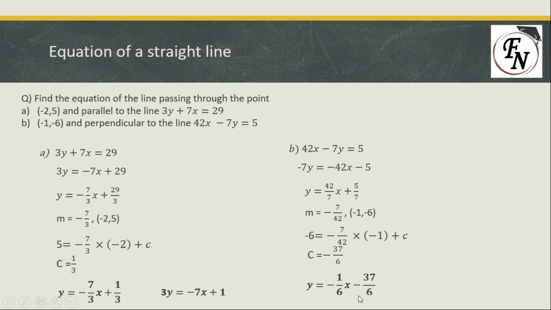And I can take the LCM again as 6, and I can write it this way: 6y equals minus x minus 37. So this is how we solve the equation of parallel and perpendicular lines. Just the minor difference is that parallel lines have the same gradient and perpendicular lines have the negative reciprocal gradient of the other line.